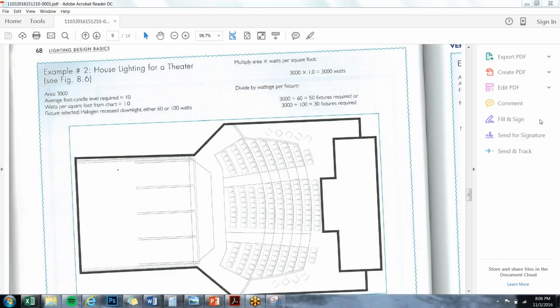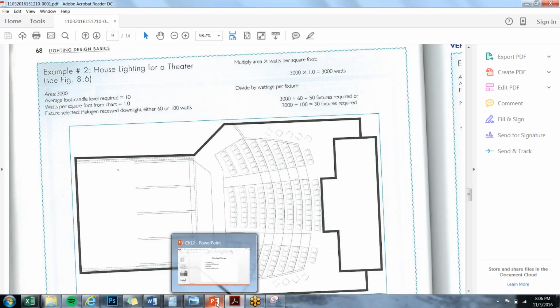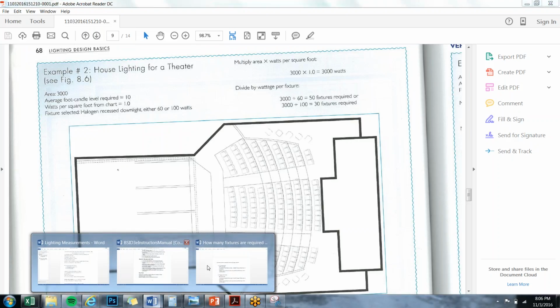Where do I find that information? We refer back to the chart. So what am I looking for in the chart? I'm looking for what kind of area I have first. So up here it says house lighting for a theater. So I need to figure out from the chart what my watts per square foot are. So I go back to my chart, which is going to be in the Word document that I give you.